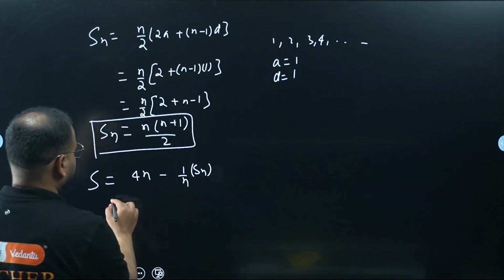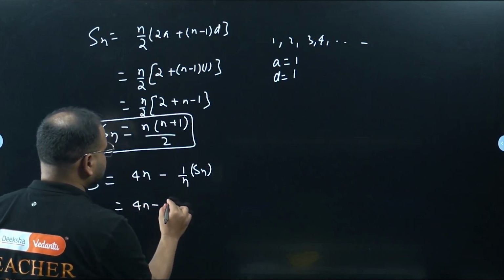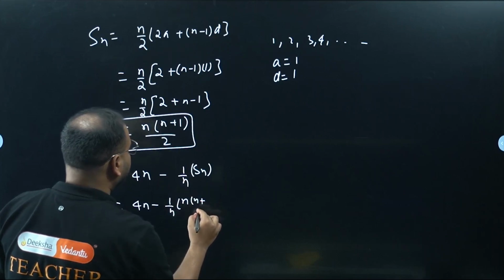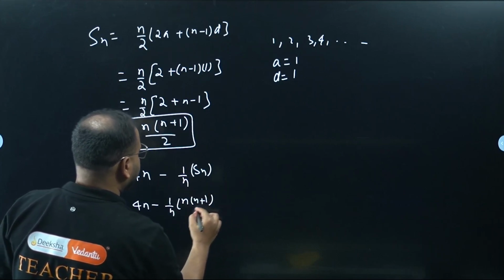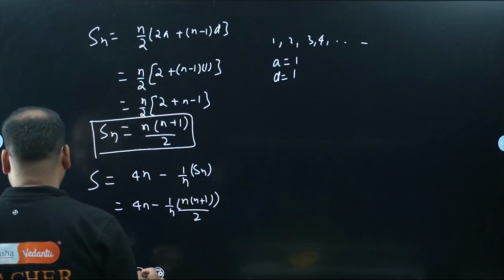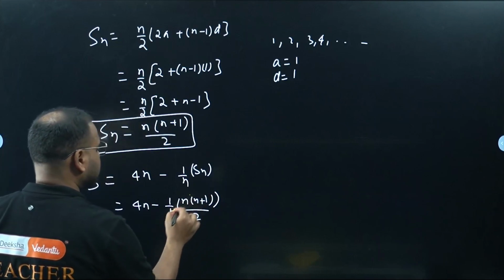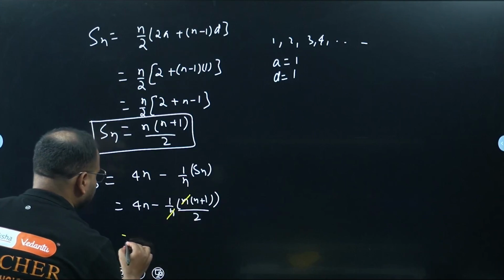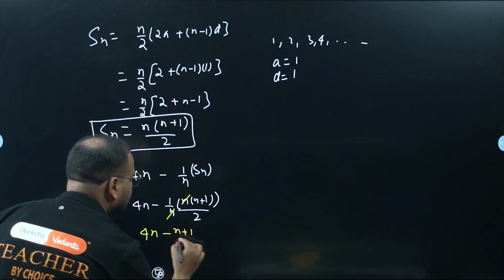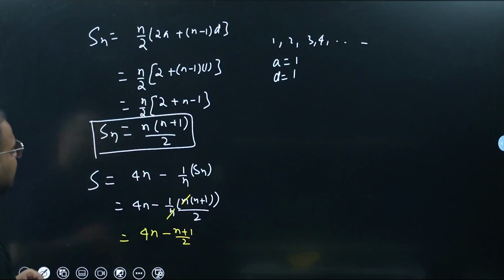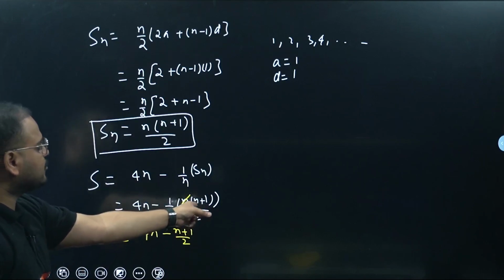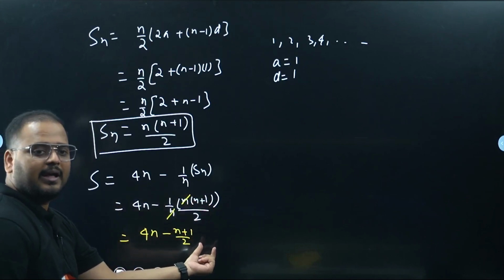Check. So 4n minus 1 by n. Sn is what? This whole thing, n times n plus 1 by 2. So this n and n can be cancelled. What is my answer now? 4n minus n plus 1 by 2. Check, anything else is there? N plus 1 is there, no? N and n got cancelled. Just only n plus 1 is left in the numerator. And here it is 2.